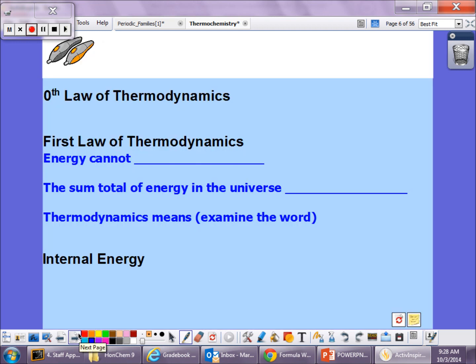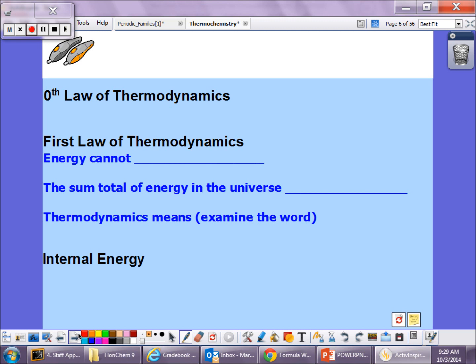This is our zero law of thermodynamics. We said the zero law says heat flows from hot to cold. That's the way heat flows. The first law is the law of conservation of energy. Energy cannot be created or destroyed. Energy can only be converted from one form to another. It is our first law. And we will study the second and third law in the second part of the unit, chapter 19. The sum total of energy in the universe is constant.